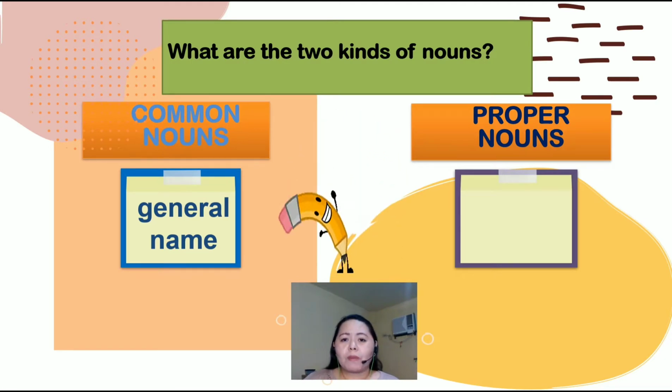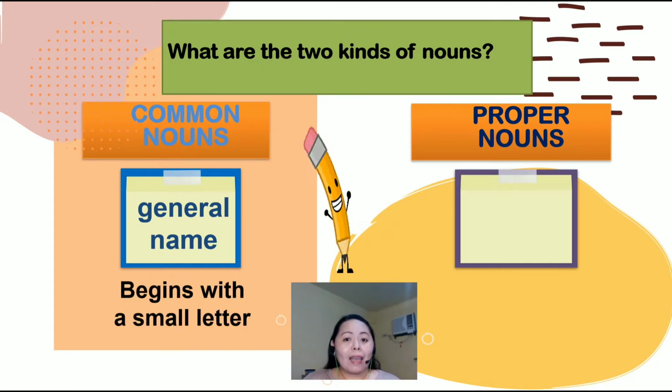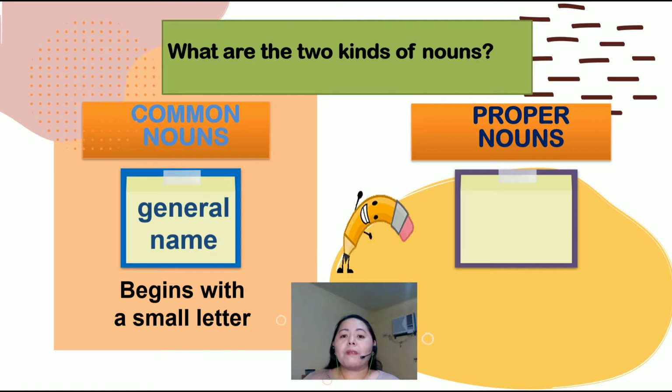That's why if we use common nouns, it can mean that we are referring to any person, any place, any animal, any event, or any idea as well. And they begin with a small letter, unless the word is the beginning of the sentence.